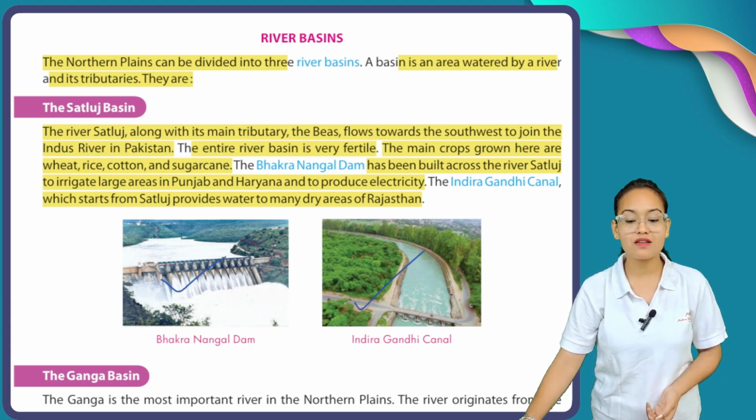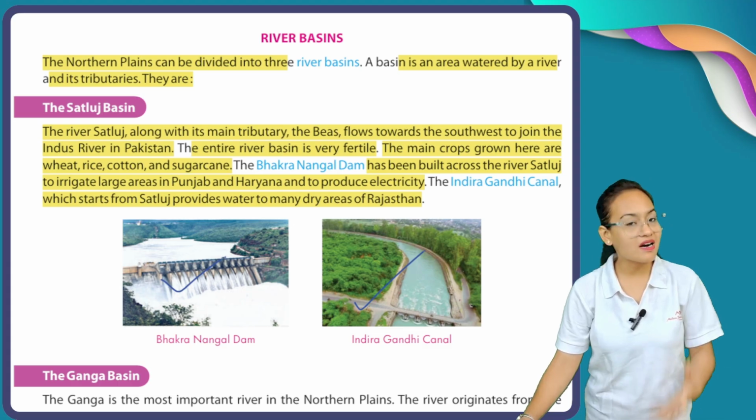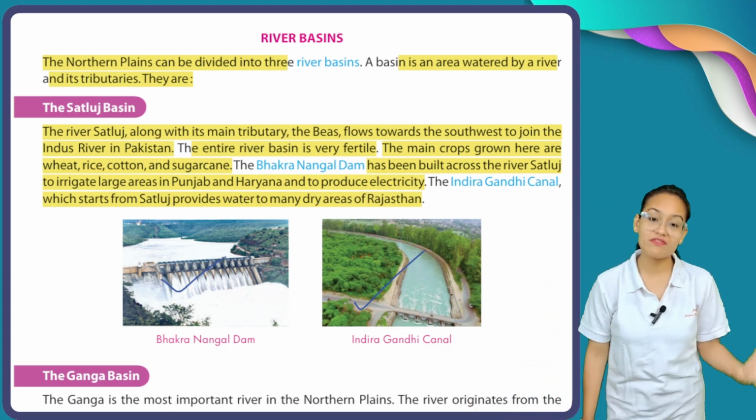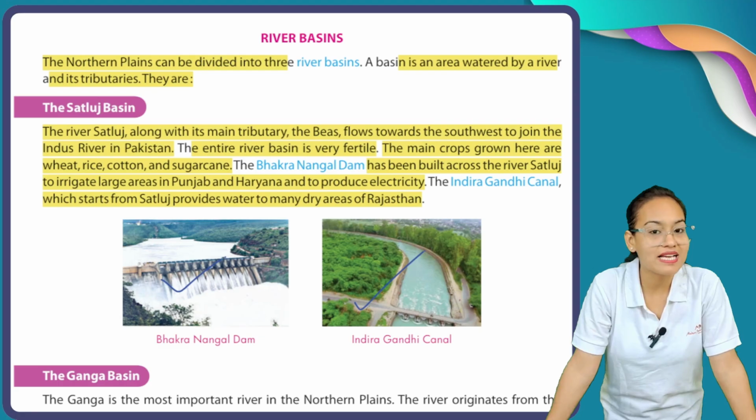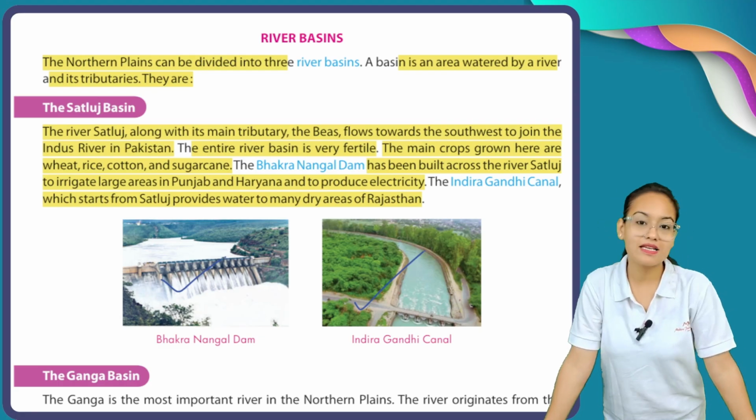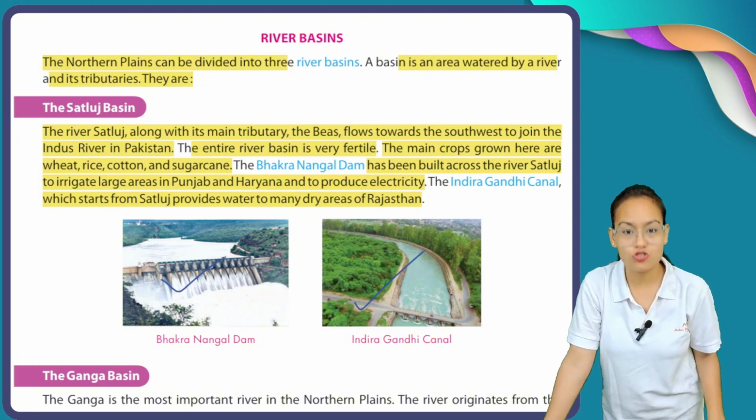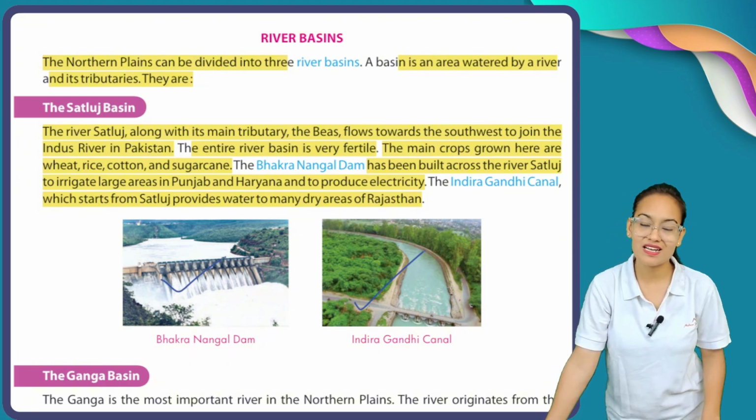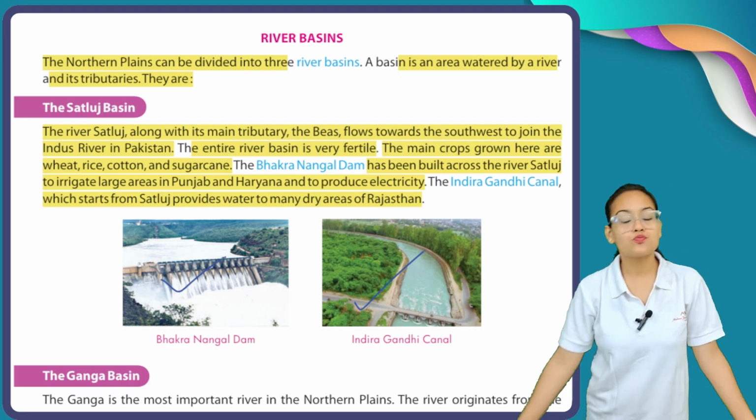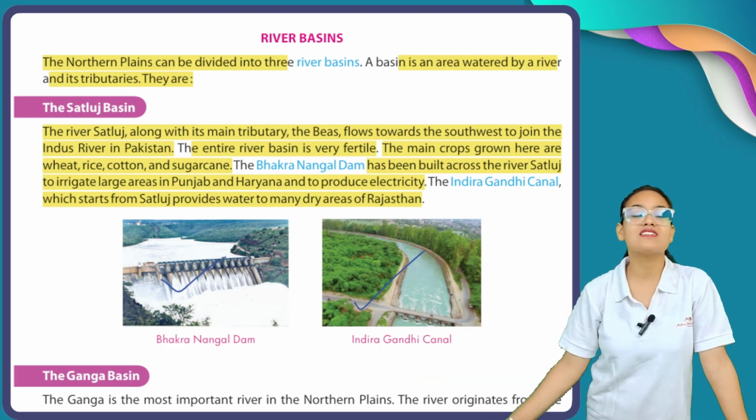The Bhakra Nangal Dam is used for giving irrigation facility to states like Punjab and Haryana, and the Indira Gandhi Canal is an artificial canal. Sorry, it is not a natural canal. It is an artificial or man-made canal constructed by humans to reduce the scarcity of water in Rajasthan.